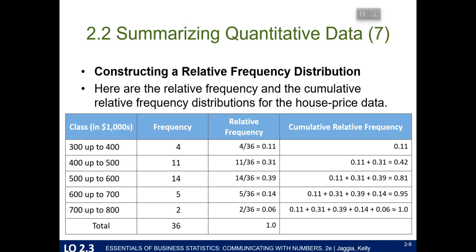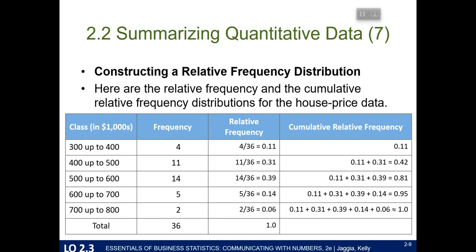So again, we can look at it here. We can divide each one of the frequencies by the total. We can even convert this to a percent by either multiplying by 100 or moving the decimal 2 places to the right. So when we look at it from a cumulative relative frequency, we can say, all right, 81% of the houses cost less than $600,000.